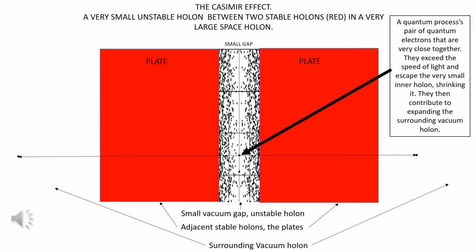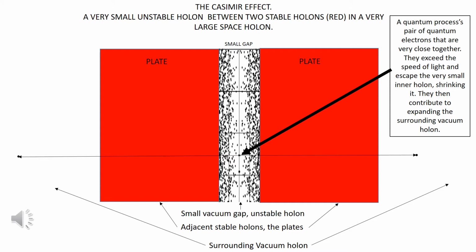The Casimir effect, predicted by Hendrik Casimir in 1948, is a phenomenon whereby two neutral conducting plates close to each other in a vacuum are attracted to each other. The diagram shows a cross-section through two such plates, two stable holons, and between them is a very small gap holon, with dots representing a few of its quantum process charges. Outside the plates is the surrounding vacuum holon.